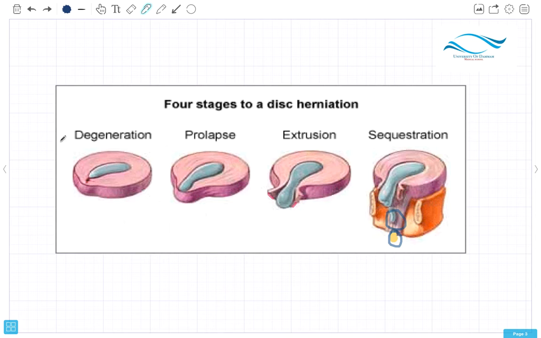What is happening in the degeneration? Nothing really much is happening there. The shape is not changing. It's beautiful. But what is really happening, from the name degeneration, is that in this stage the disc loses its elasticity. It becomes tough, stiff, dry. It's not that good. It's not nice.